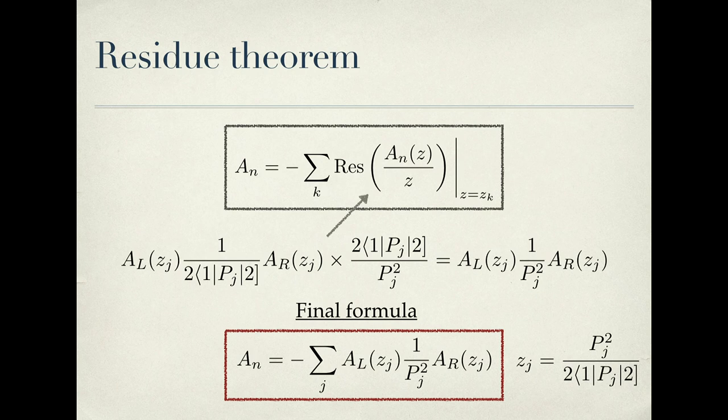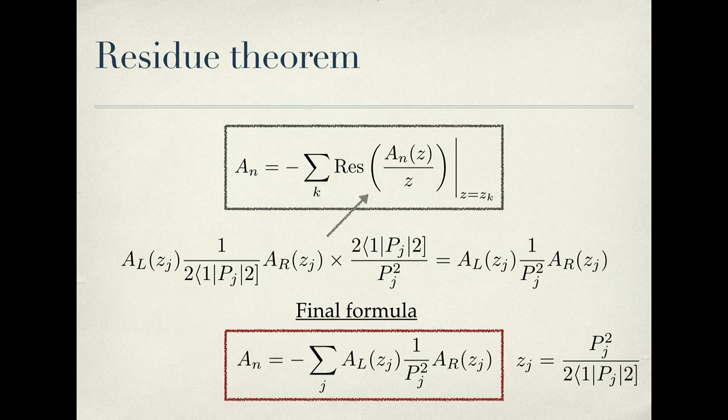We have to take this piece we just calculated. There is also this 1 over z, so we have to plug in z equals z_k. Well, we denoted that z_j before. That was equal to that. So this expression, the one term in the sum, is equal to that. And this is exactly our final formula.